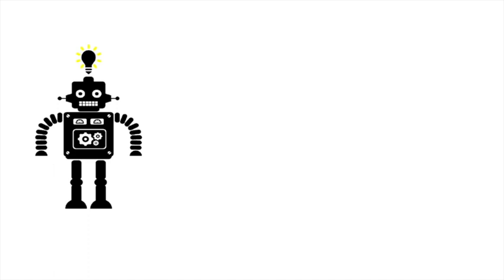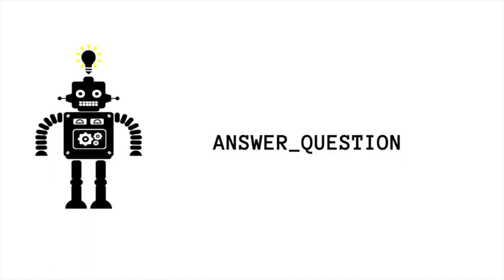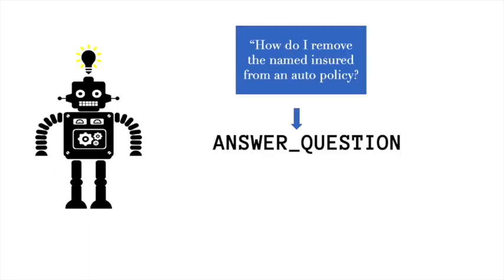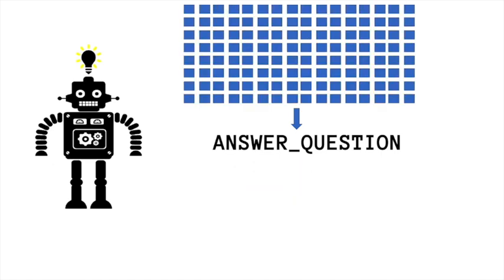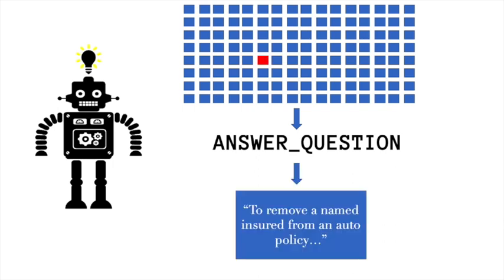Our bot has one intent called answer question, which takes an instance of a question as a parameter. Our knowledge graph has about 300 questions in it with associated answers, and it is the job of the bot to determine which, if any, of these questions you are trying to get answered.